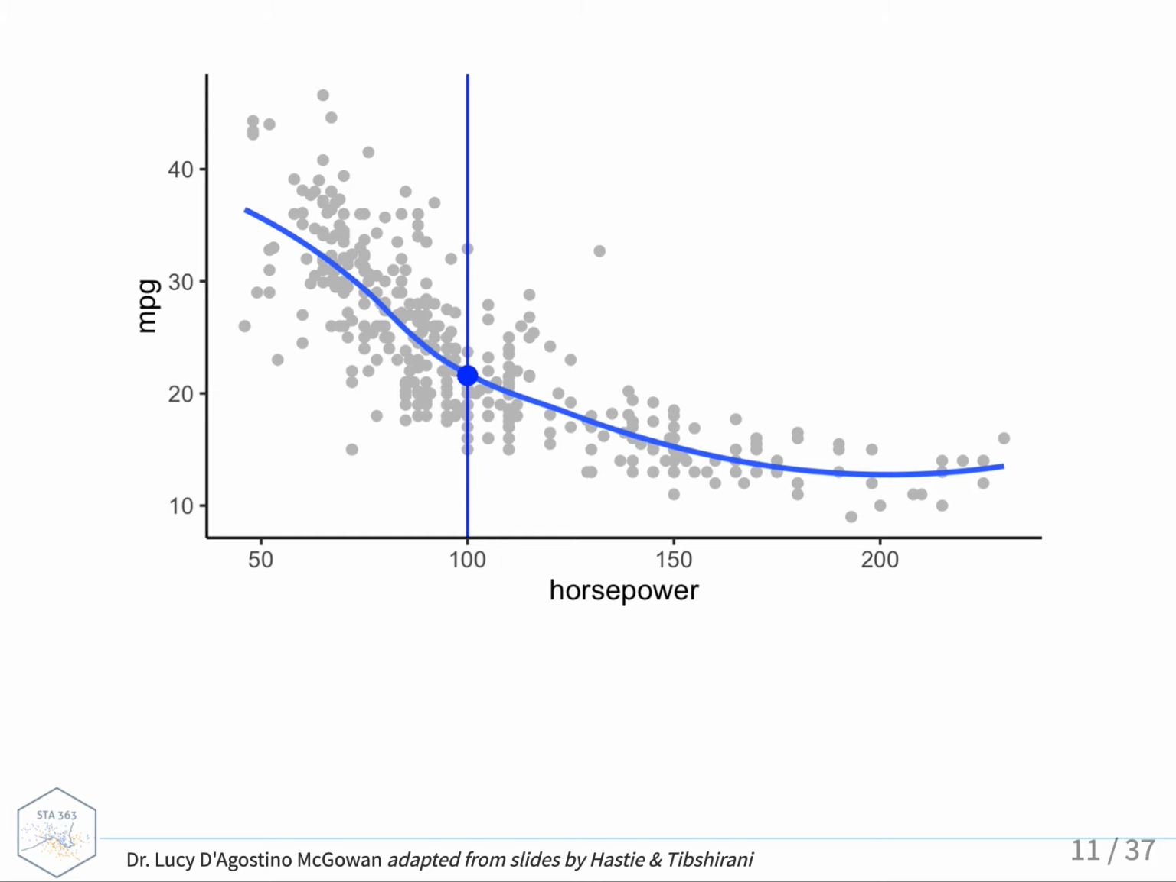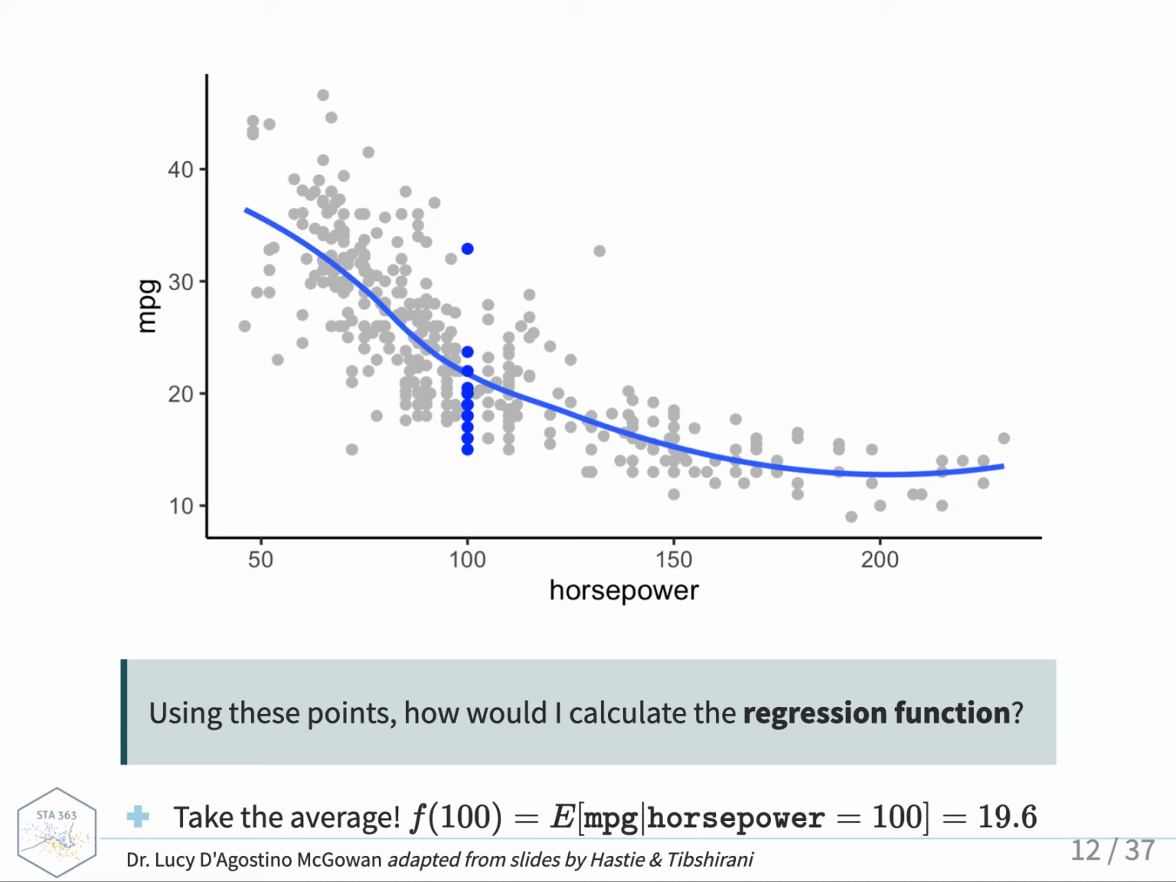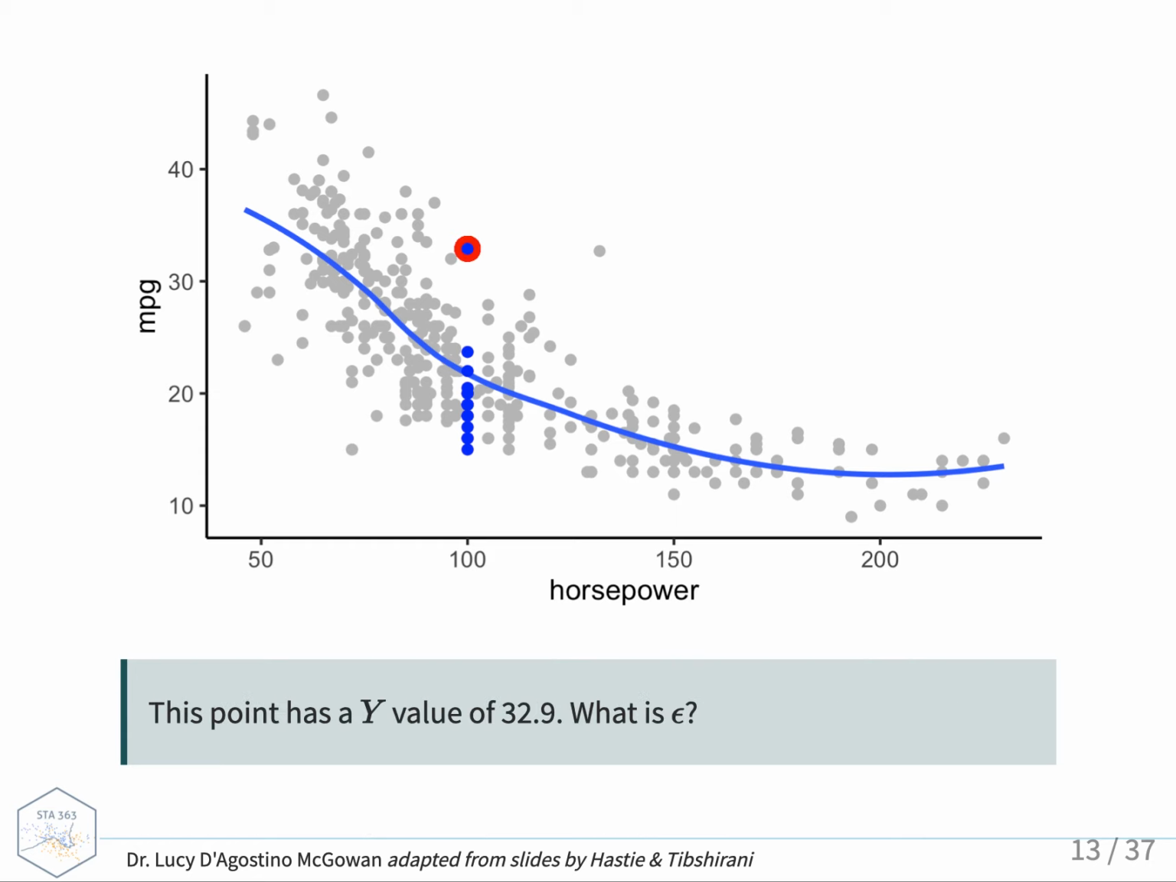Okay, so let's go back to this picture. Using these points, I've got a couple of points right where x equals 100 in my data set. How would I calculate that regression function, that expectation of y given x? Well, the simplest way, in this single case, is you would just take the average. So the expected value of miles per gallon given horsepower equals 100 is going to be 19.6 in this case.